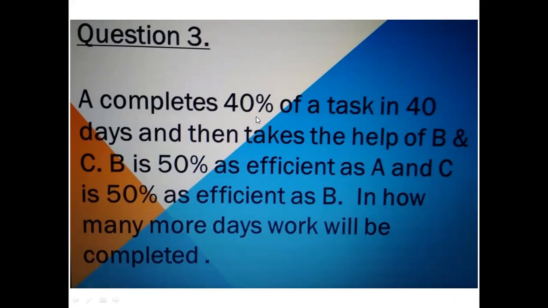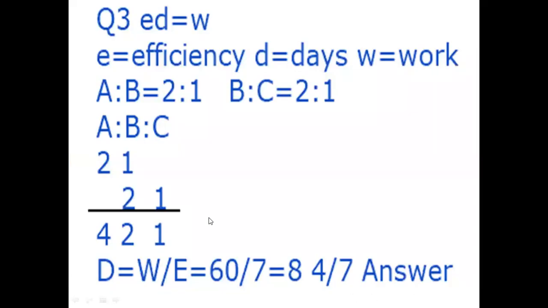They have given you one hint, the efficiency. B is 50% as efficient as A, so A ratio B is 2:1, because if A is 1, then B will be 0.5. Just to ignore the 0.5 part, let us take A as 2 and B as 1. In the same way, C's efficiency is 50% that of B, so if I take B as 2, C will be 1.